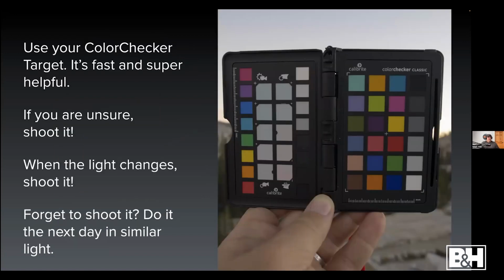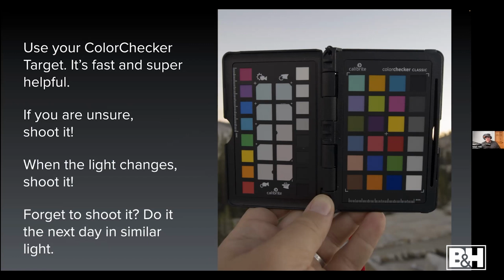So what do you do? It's pretty easy. Take a picture of it. Make sure the picture is properly exposed. Make sure the light that's hitting your color checker is the light that's hitting your subject. If the light changes, shoot it again. Now, generally, if you're shooting macro indoors, you have control over the light. You take a picture once at the beginning, put it away, you're done.